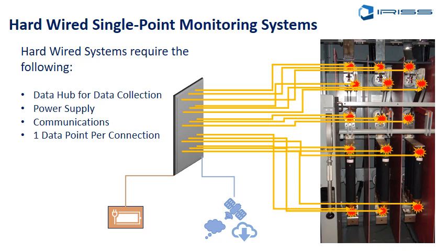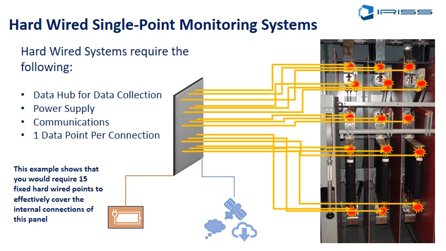And then you're going to have to run a connection or a cable to every single connection you want to measure. If you look at this panel here again, if you wanted to measure each one of these, it will require 15 fixed hardwire points to effectively cover the whole panel. And some of these are moving connections, so that causes a whole bunch of other issues. So hardwire systems have a place in the market space, but they are expensive and not very easy to install.